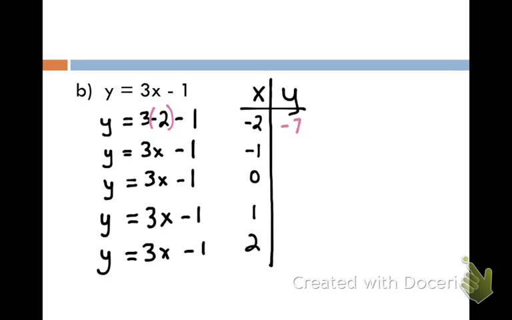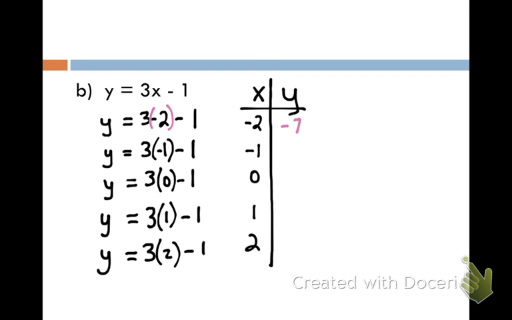I want you guys to go ahead and try the next 4 on your own. Remember, the first thing you're going to want to do is get rid of those X's and then start plugging in the numbers that you need to input. Don't forget to put those parentheses there. All right, let's see what you got.